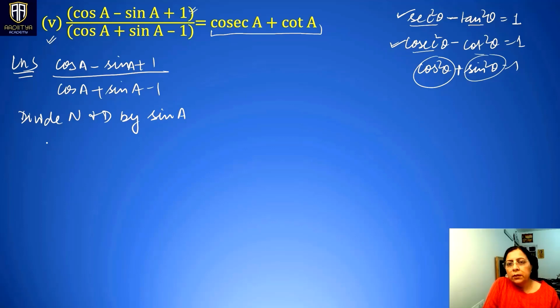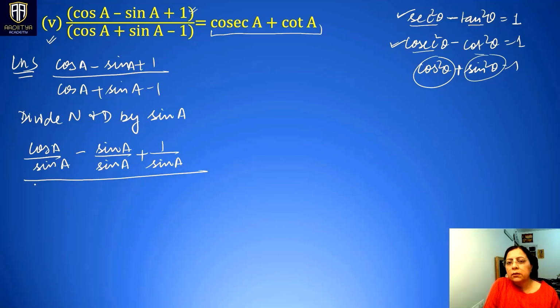Right? So I'm writing it in elaborated form. Cos A upon sine A minus sine A upon sine A plus 1 upon sine A. Here is the main division line. In the denominator we have cos A upon sine A plus sine A upon sine A minus 1 upon sine A.